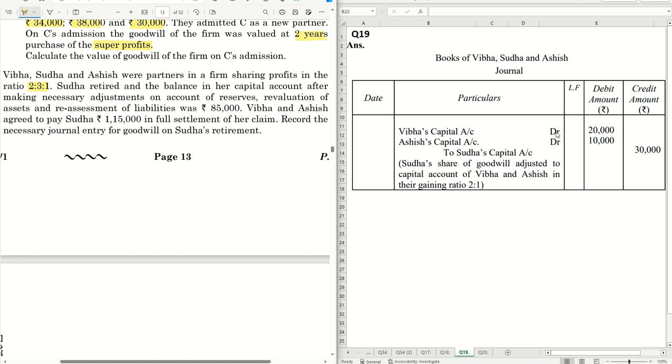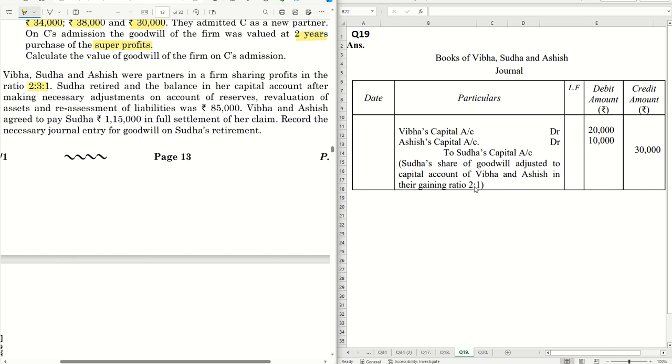So Vibha's capital account debit, Ashish's capital account debit to Sudha's capital account. Vibha and Ashish will give 30,000 in the ratio 2 is to 1, which is 20,000 and 10,000. This is the journal which is required here, and that is for 3 marks. Sudha's share of goodwill adjusted to capital accounts of Vibha and Ashish in their gaining ratio of 2 is to 1.